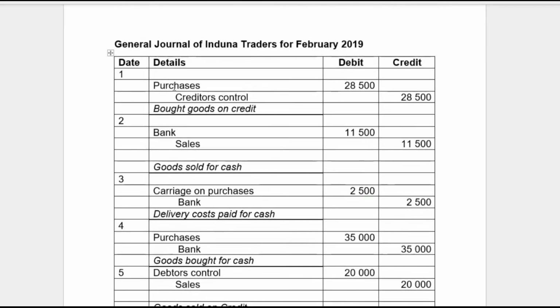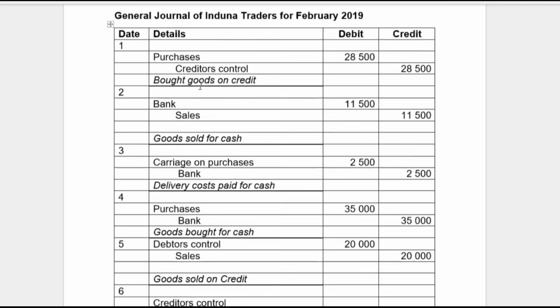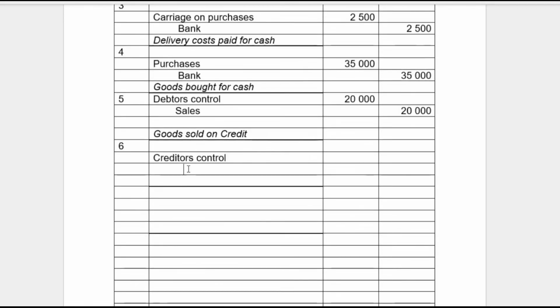Credit purchases returns. If you check your purchases, whenever you acquire goods, it was debited. Now, since you are returning, it's gonna be purchases returns. And then your narration when you return goods to your suppliers will be goods returned to the supplier or goods returned to the creditor.